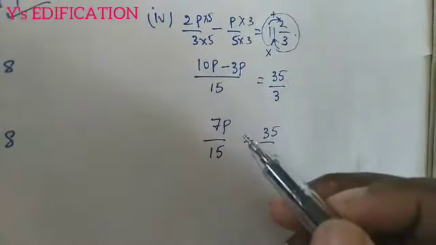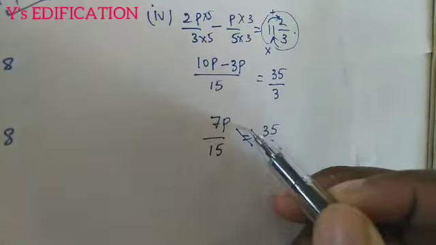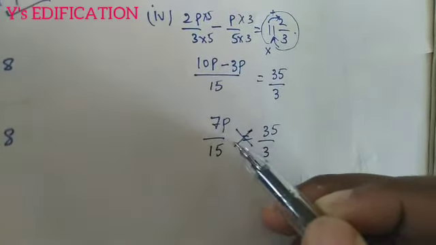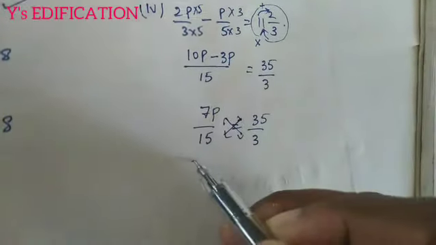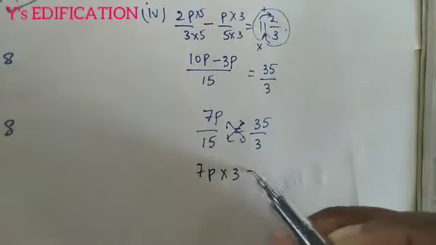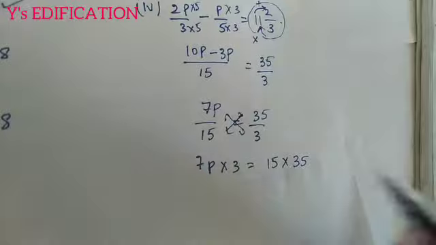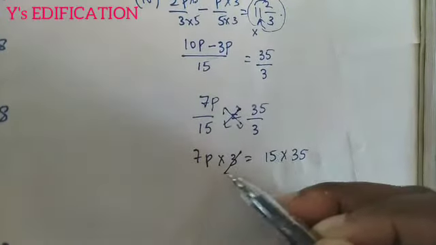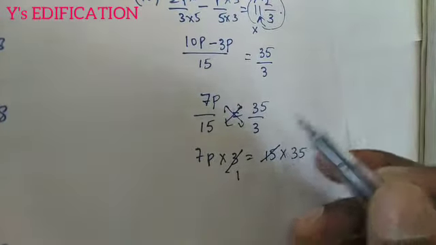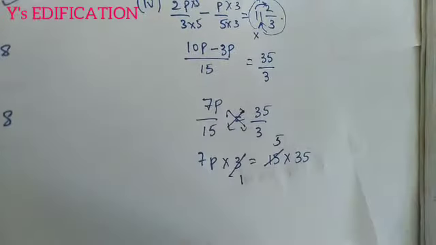Now let's do the cross multiplication. 7p into 3 is equal to 15 into 35. We can cancel this number. 3 into 1, 3 into 5, 35.